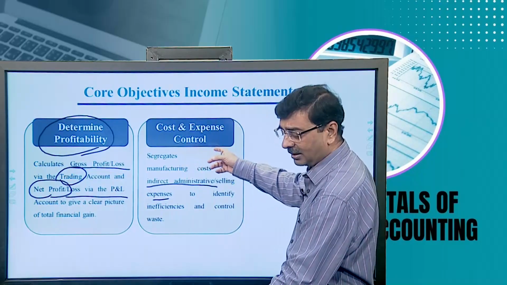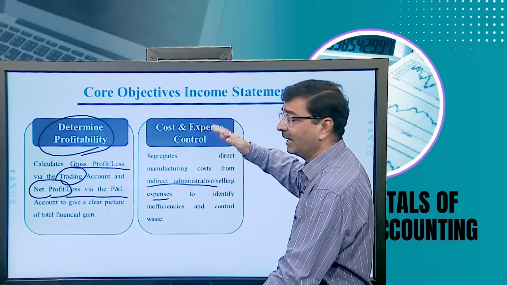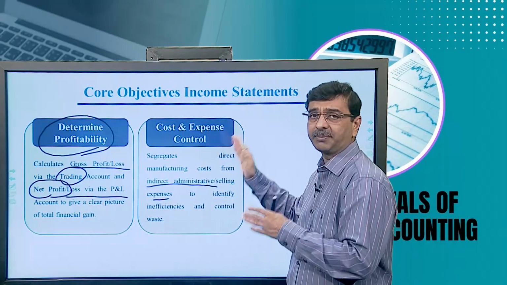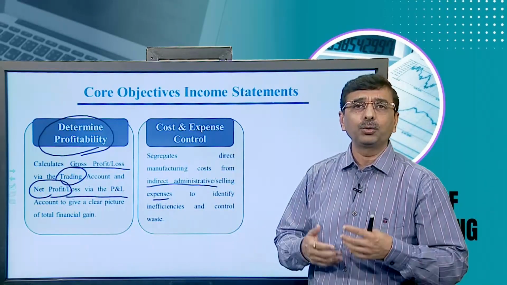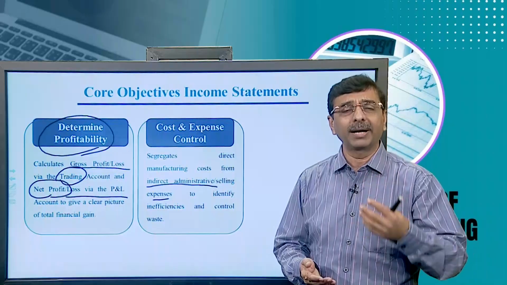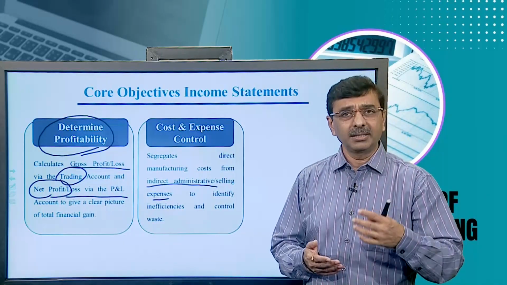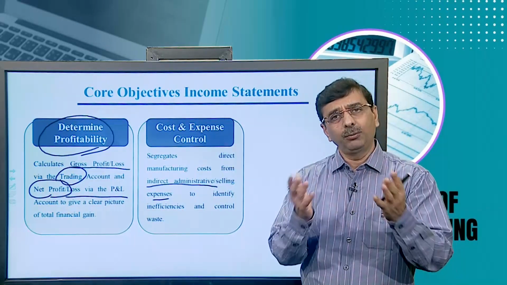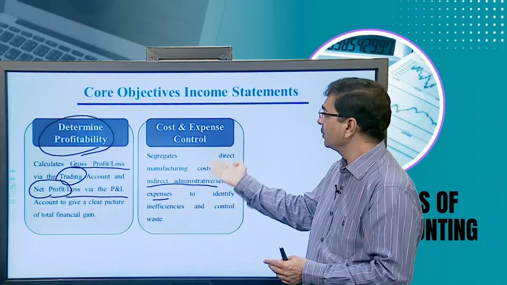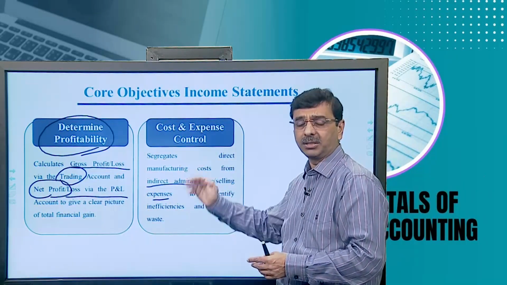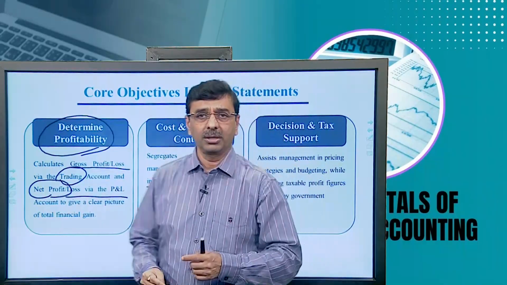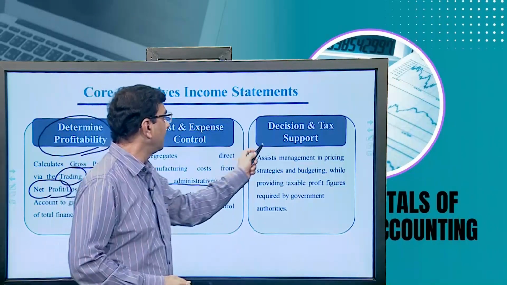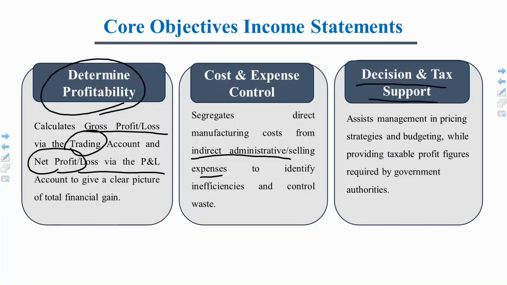So that is to be identified, and after the identification of those expenses, we need to understand how we can control such expenses which are overspending or above the estimation. So how can it be controlled? You can get the information through the income statement, as well as try to control such expenses. Then the third objective: decisions and tax support, correct.